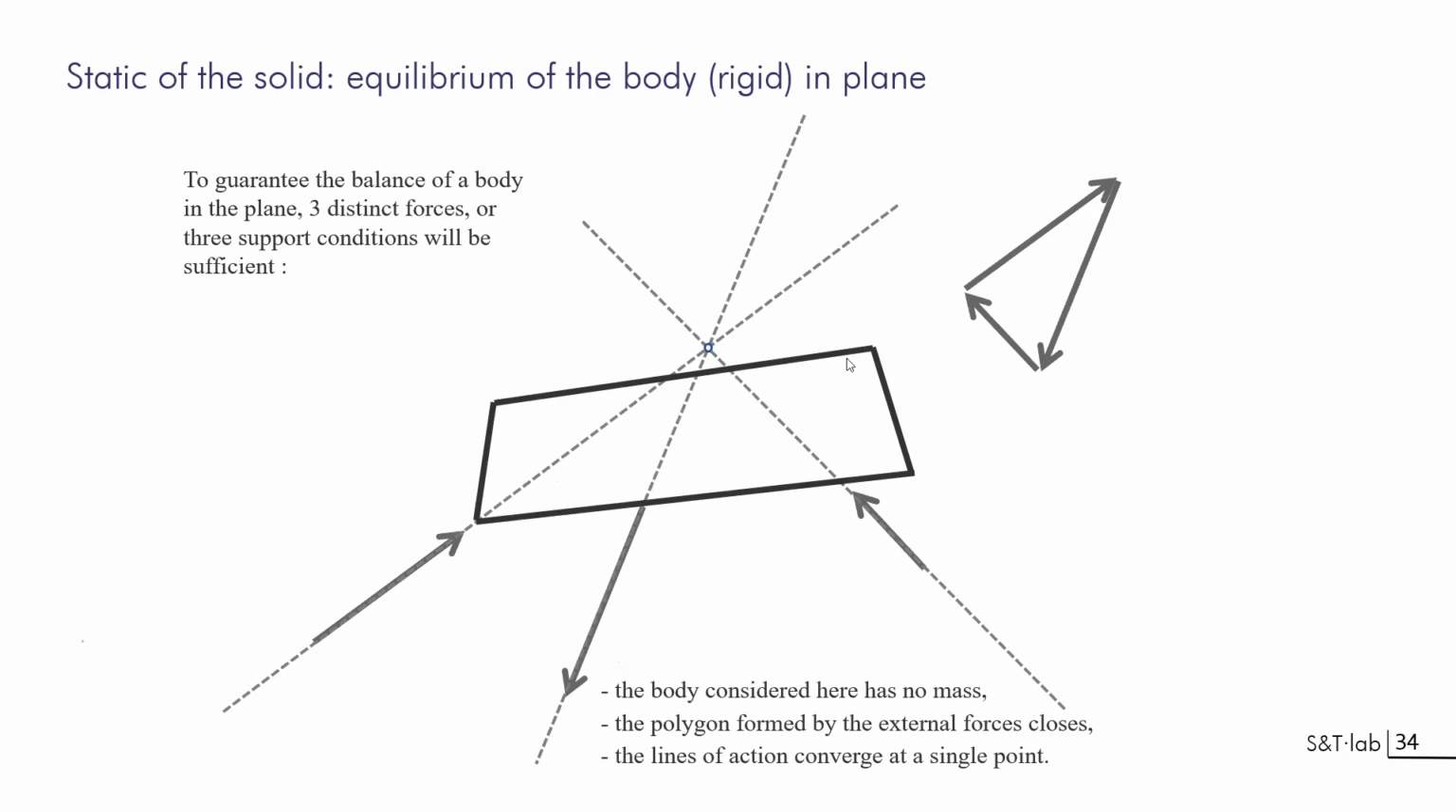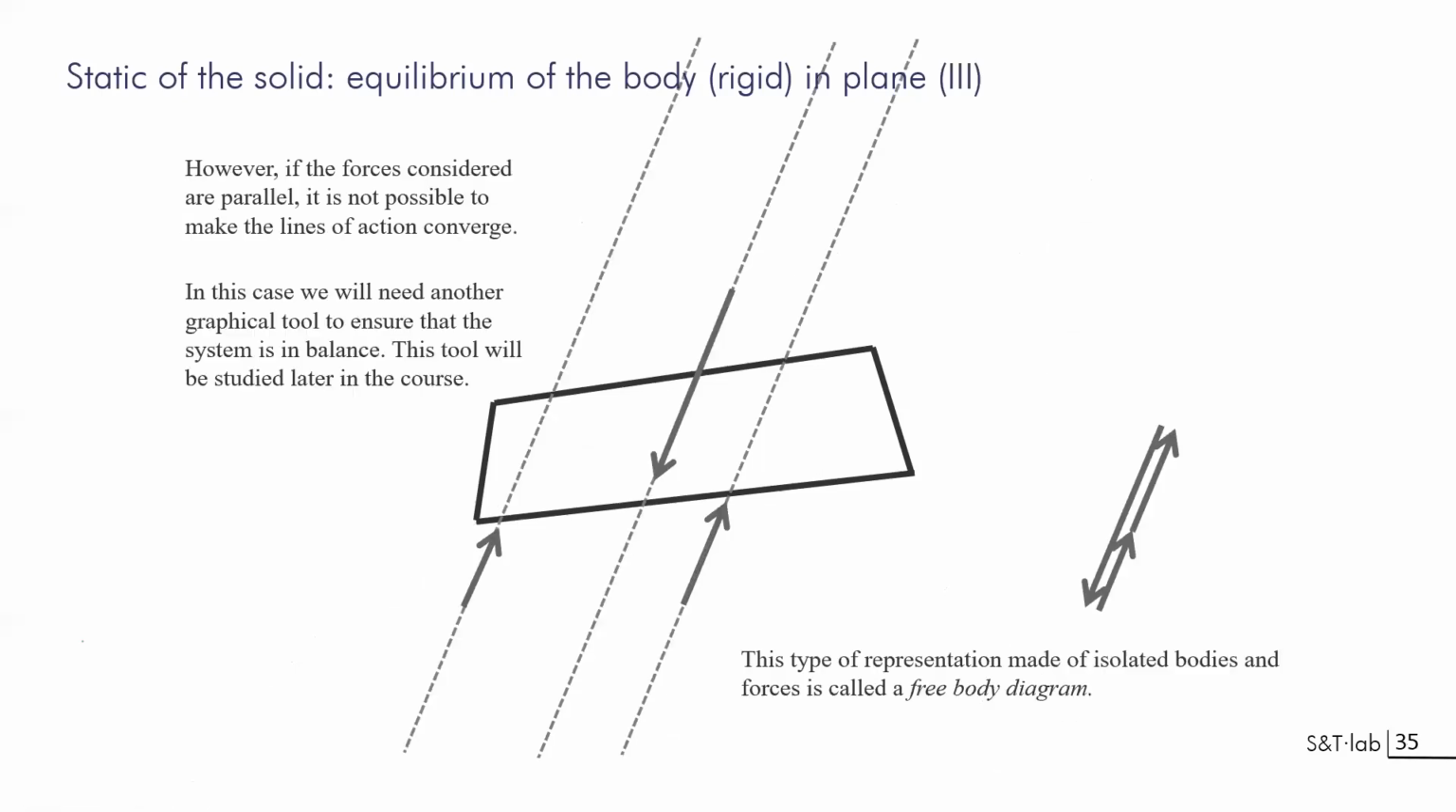And as soon as you have a closed cycle here, you are able to demonstrate the equilibrium in translation in X and in Y. And as soon as you have this line of action of the forces that are applied to the system converging to a unique point, you will be guaranteed the rotational equilibrium. When you have a system of parallel forces, things are slightly different.